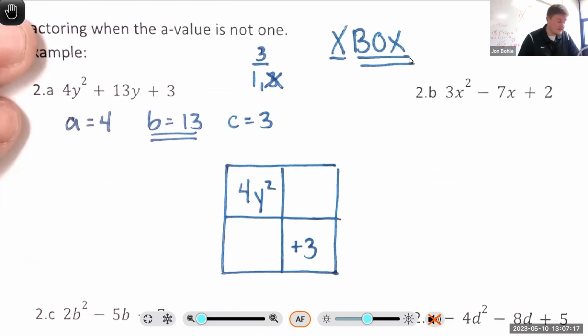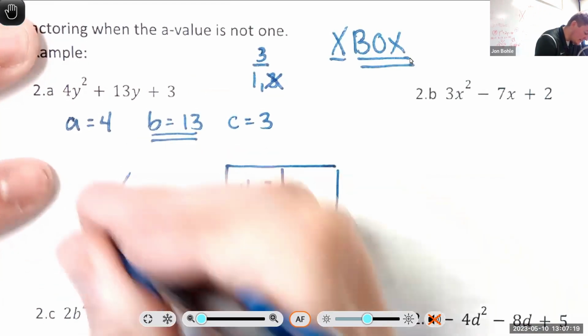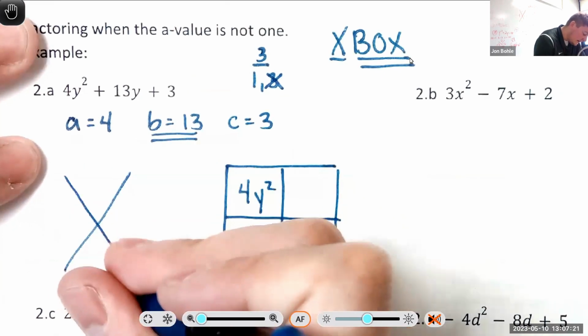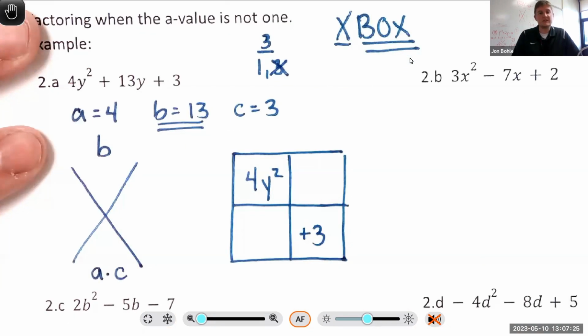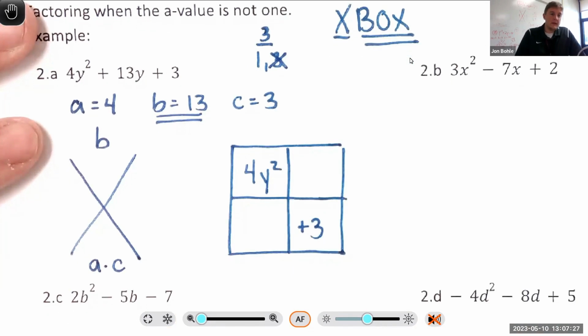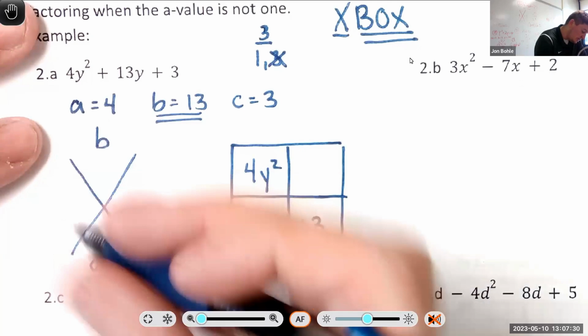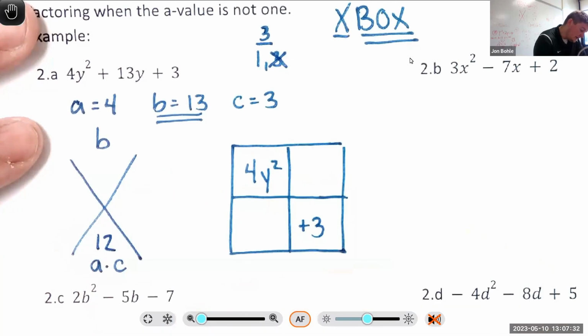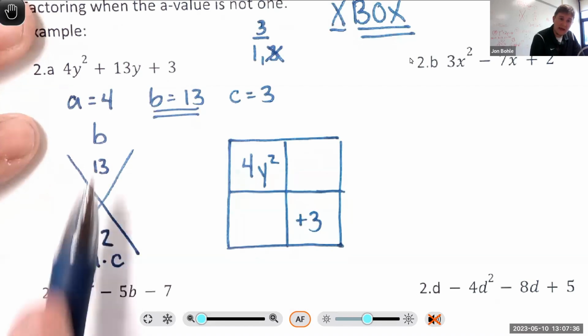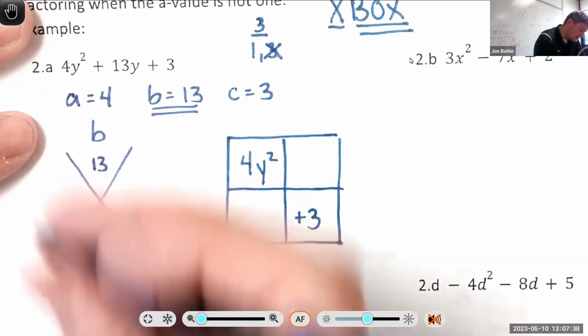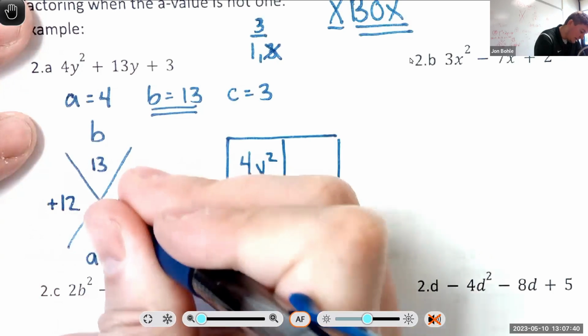And as we learned in that activity, it follows the exact same process of A times C and B, which is very convenient for us because it gives us a nice solid routine to work from. So here, A times C is going to be 12 and B is going to be 13. So now I need to find numbers that multiply to 12 and add to 13. And that combination of numbers is going to be 12 and 1.